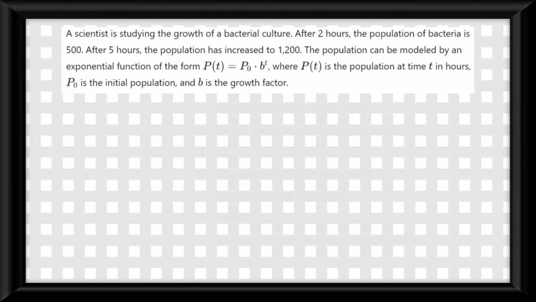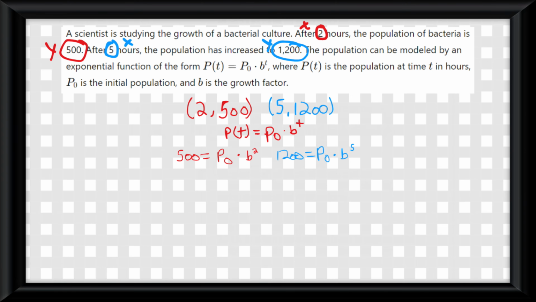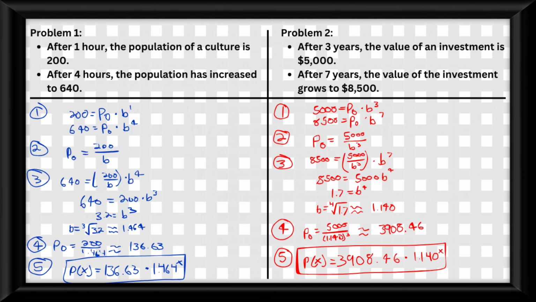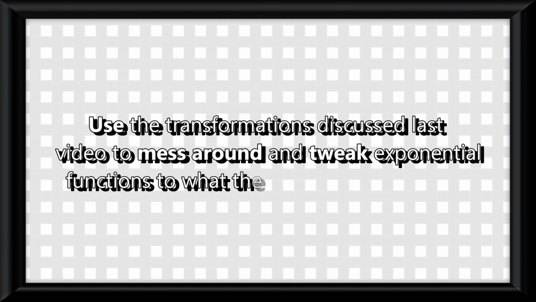Understand that you only need to be given 2 points, or dare I say input-output value pairs, to derive an exponential function to fit the model. You do this by solving a system of equations which you should have been taught how to do back in algebra, but if you still need help with it, here is 2 examples of me solving systems of equations with exponential functions, and use the transformations discussed last video to mess around or tweak exponential functions to what the questions are asking.